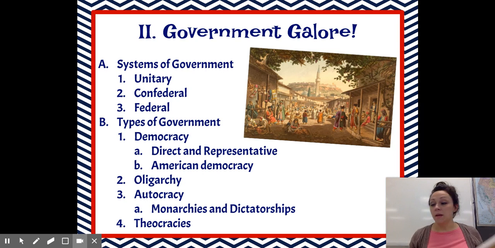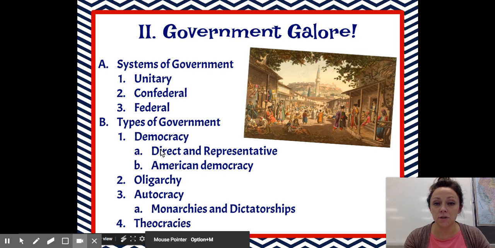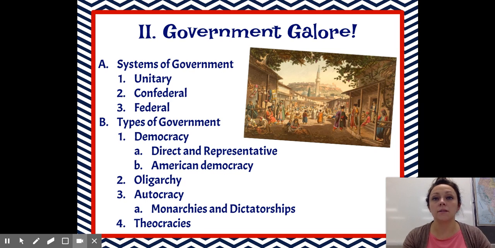Okay, so in the United States today, we do not have a direct democracy, and hopefully that's something that you learned in previous classes. In the United States, we have what's called a representative democracy, and I'll jump to that in just a second. But the ancient Athenians were the first civilization to give us what we know now as a direct democracy, in which all citizens directly participated in government.